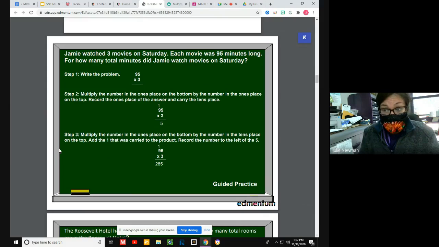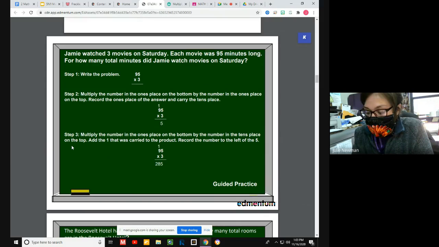Now we do step 3. It says multiply the number in the ones place on the bottom by the number in the tens place on the top. So now we're going to multiply the 3 times the 9, okay? Add the 1 that was carried to the product, to the sum, to the answer. Record the number to the left of the 5. And it explains very clearly what you do in these steps.